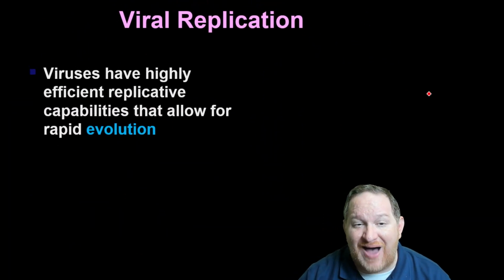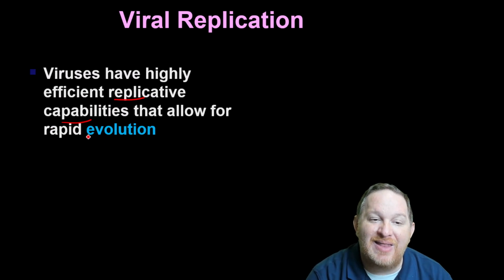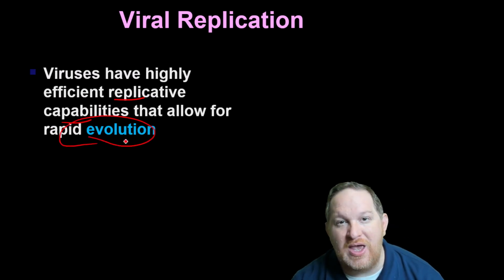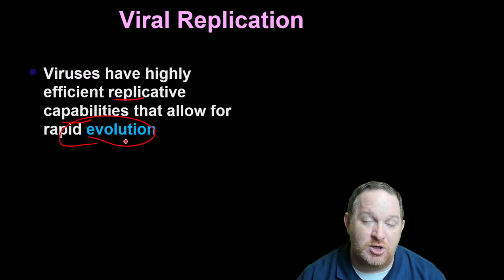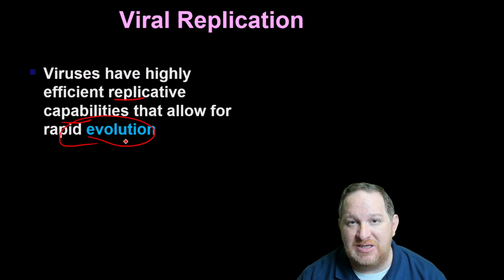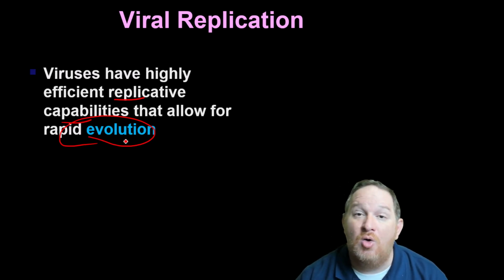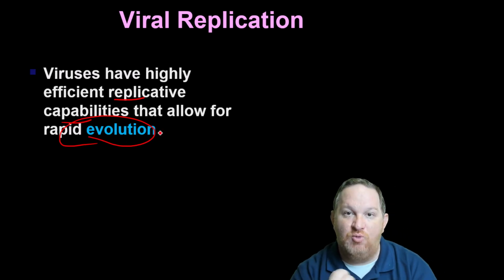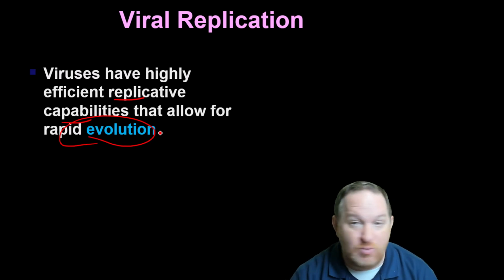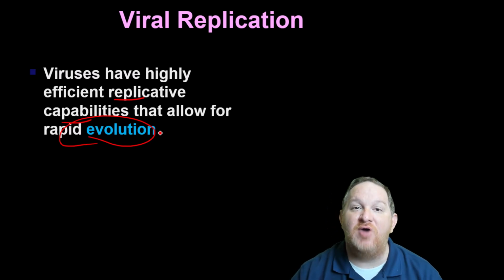So, viruses have highly efficient replicative capabilities that allow for rapid evolution. As we went through this COVID pandemic over the past several years, you probably kept noticing, oh, there's this new strain. Oh, we had Delta. Now we're to Omicron. Why did we have so many strains? Well, because we didn't get rid of it early, and everyone didn't get a vaccine early on, it allowed time for evolution to occur.